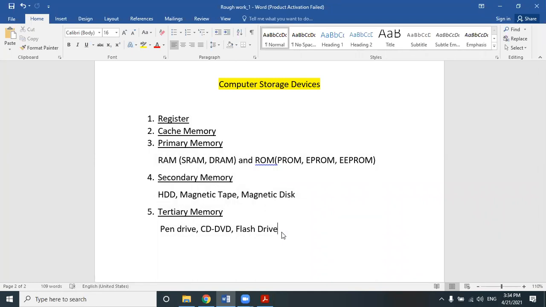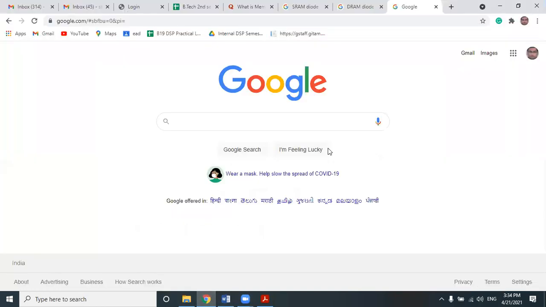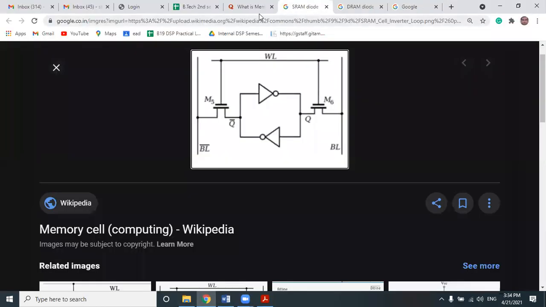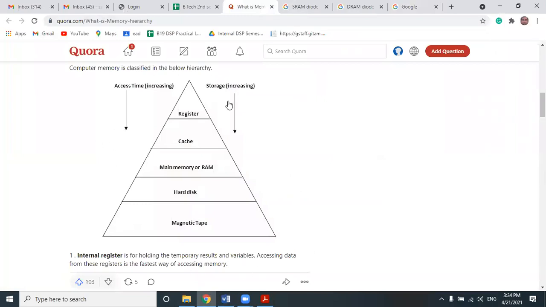There is a computer memory hierarchy which is represented in the form of a pyramid. This is a very famous pyramidal structure, and I think you should remember it. It will help you remember the overall significance of computer memory and its organization. At the top of the pyramid we see the computer register, followed by cache memory, then the main memory, that is RAM and ROM. Both are part of the main memory, and main memory is equivalent to the primary memory.